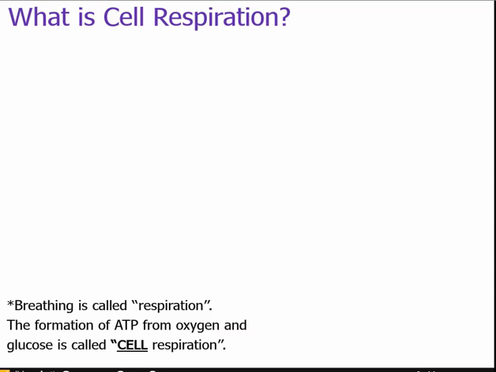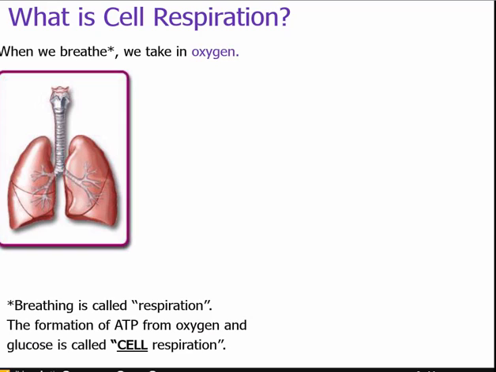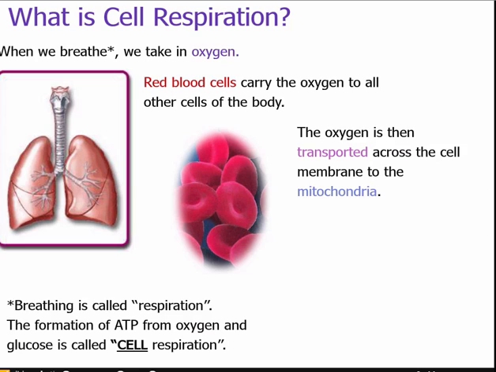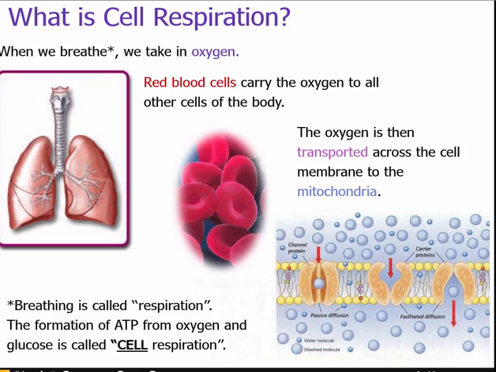Okay, so what exactly is cell respiration? What's happening during cell respiration? When we breathe, we take in oxygen. Breathing is called just plain old respiration. But when we're talking about the formation of ATP from oxygen and glucose, we call that cell respiration. So again, when we breathe, we take in oxygen. The red blood cells in our lungs carry the oxygen to all the other cells of the body, and then the oxygen is transported across the cell membrane to the mitochondria.